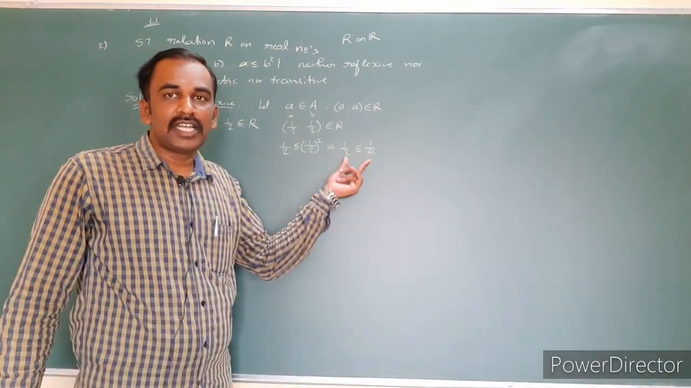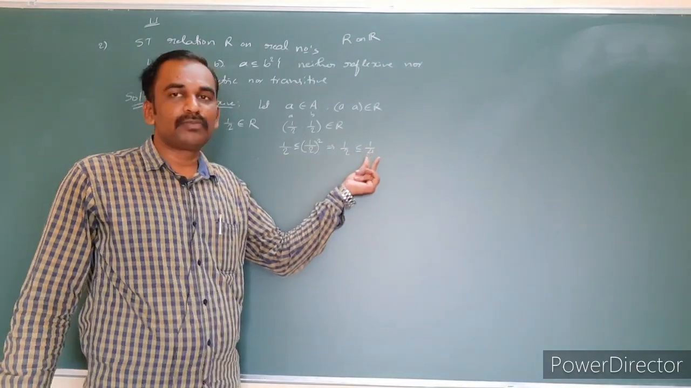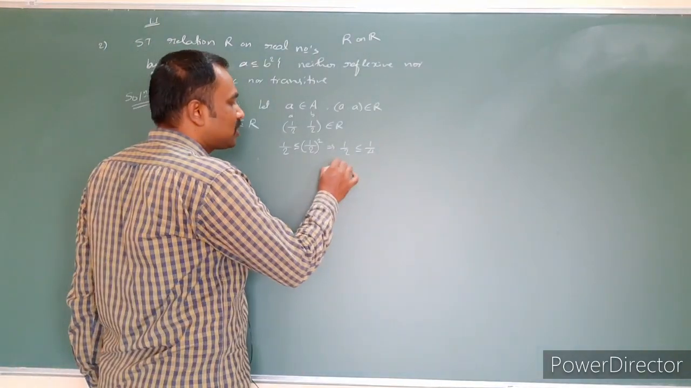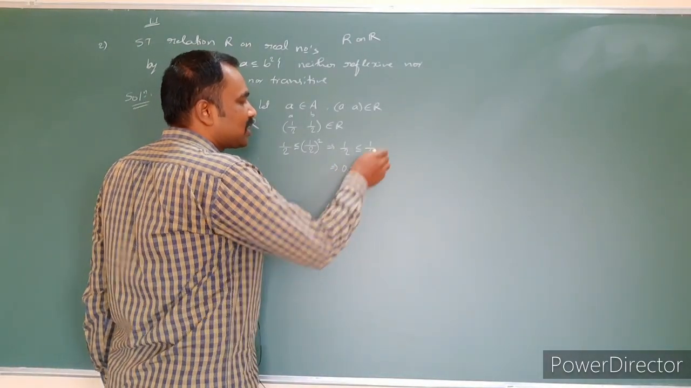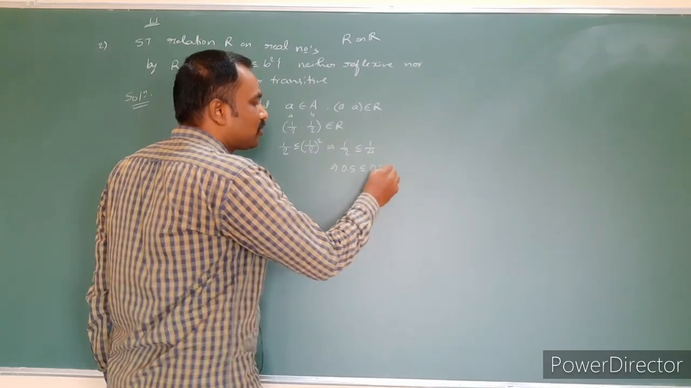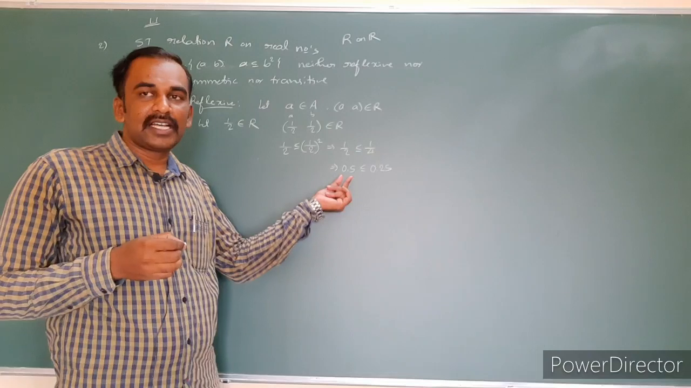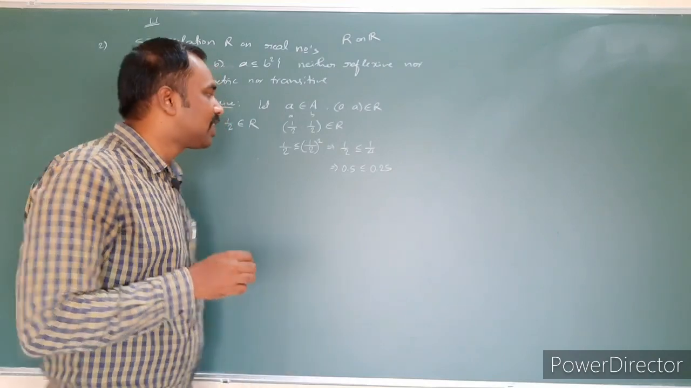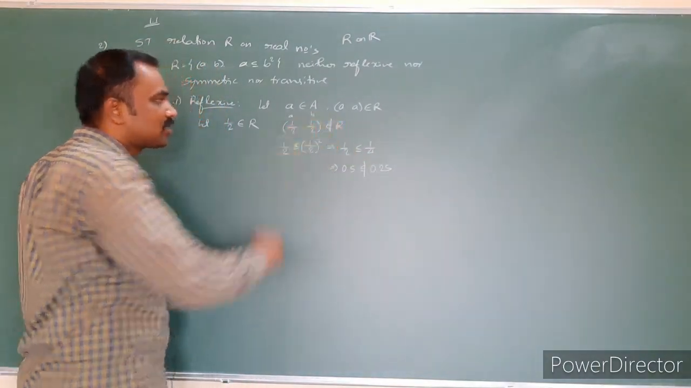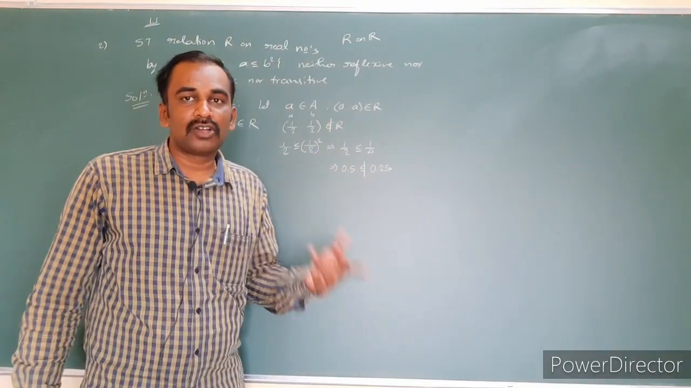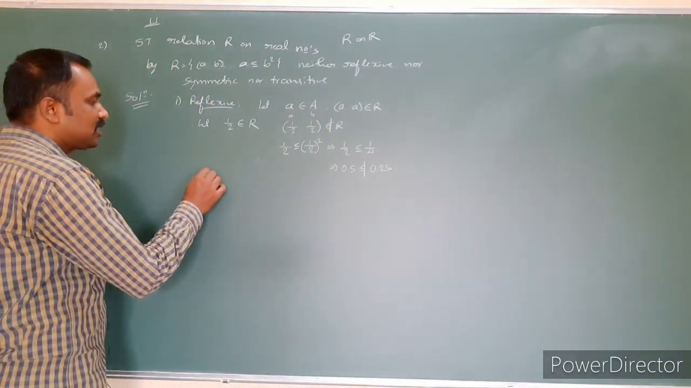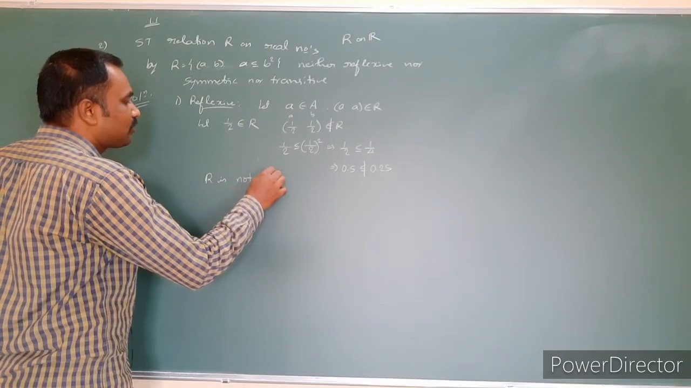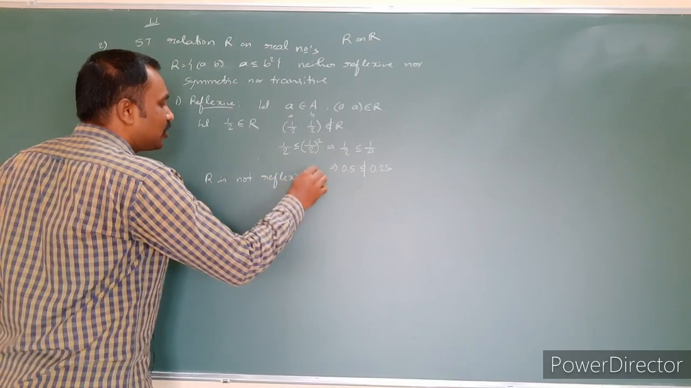What do you say about this inequality? Whether 1/2 is larger or 1/4 is larger? It is saying that 1/4 is larger, but that is not true. 1/2 is 0.5 and 1/4 is 0.25, so 0.5 is the larger, but we are claiming the reverse, which is not possible. That means (1/2, 1/2) is not present in the relation R. We can give the conclusion: relation R is not reflexive.